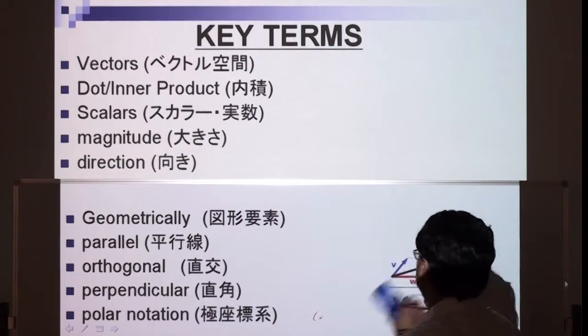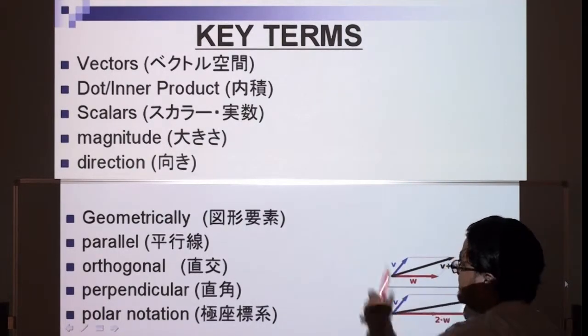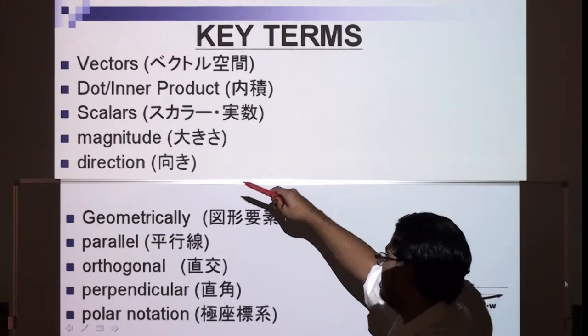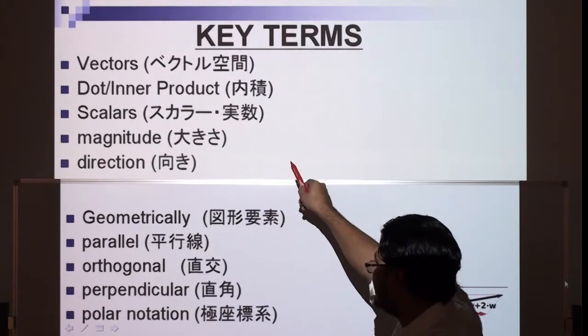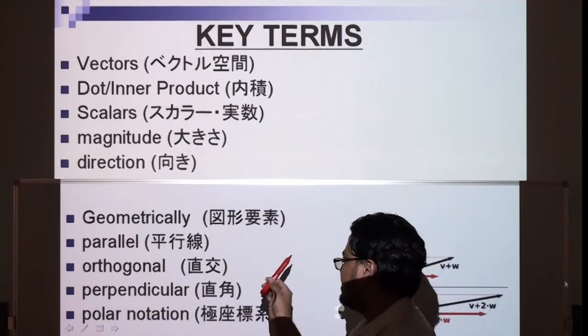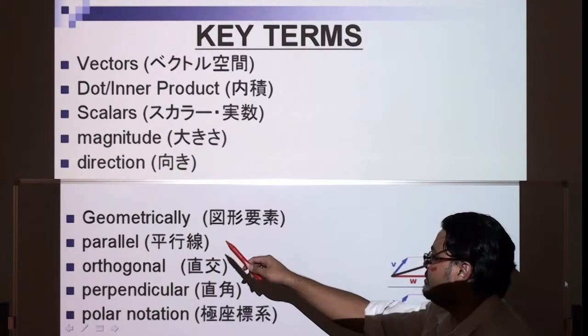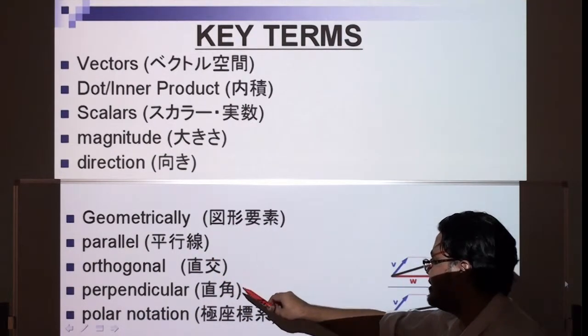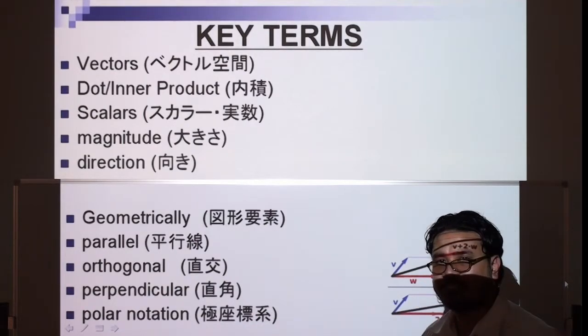So our key terms for today: vectors, as you all know, the dot or inner product, scalars, magnitude, direction, geometrically, parallel, orthogonal, perpendicular, and polar notation.